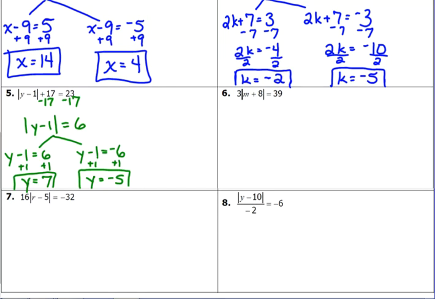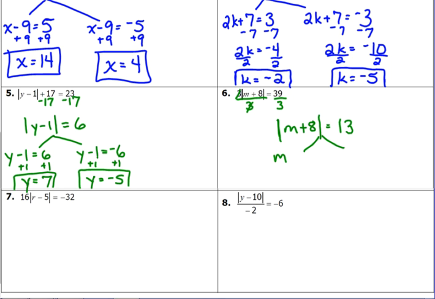Okay, what do we need to do on number 6 to get that absolute value by itself? Divide by 3. Okay, we divide by that 3 because we're multiplying the absolute value by 3. So we divide both sides by 3. So we have the absolute value of m plus 8 is equal to 13. 39 divided by 3 is 13.